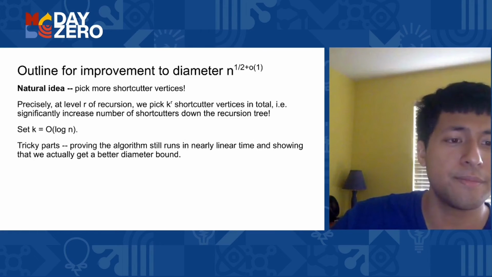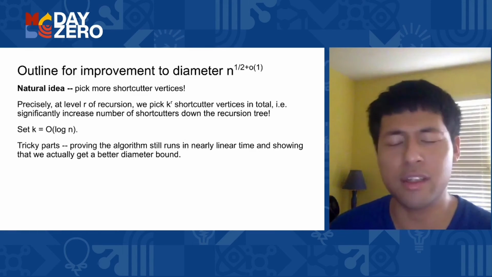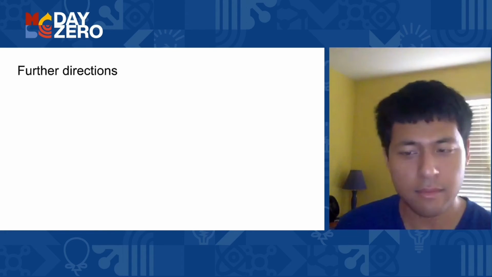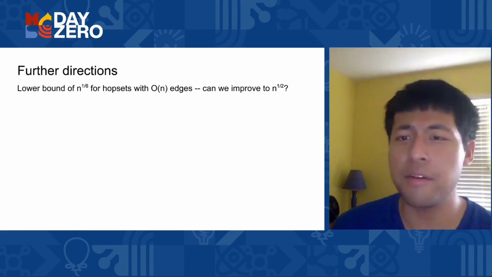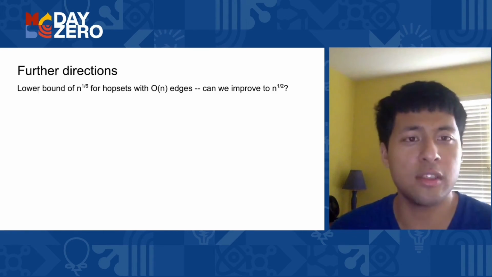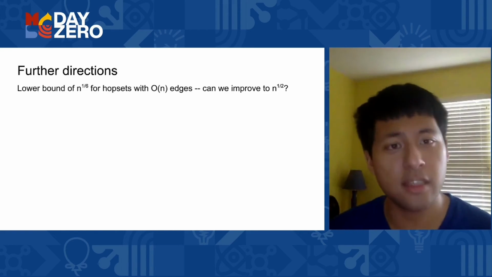So yeah, that's an outline of how to get a diameter reduction to n to the 1/2 based on the previous algorithm. Just to wrap this up, as I mentioned, there's a lower bound of n to the 1/6 known if you need n edges. So can we improve this n to the 1/6 lower bound? Maybe push it all the way up to n to the 1/2, and that would show that Hopset-based approaches for this problem are basically tight.